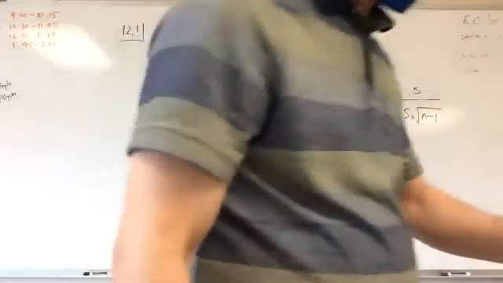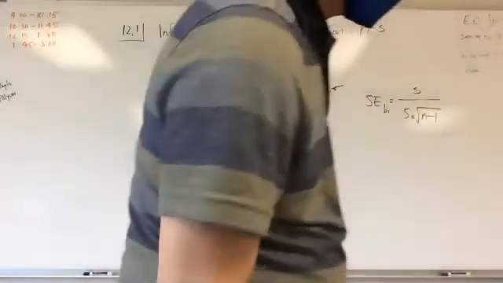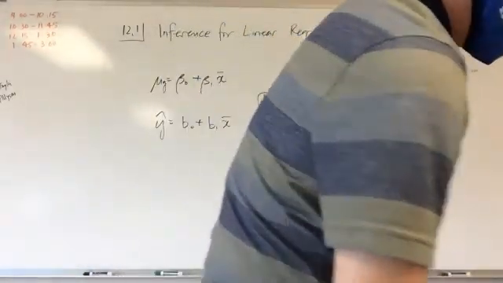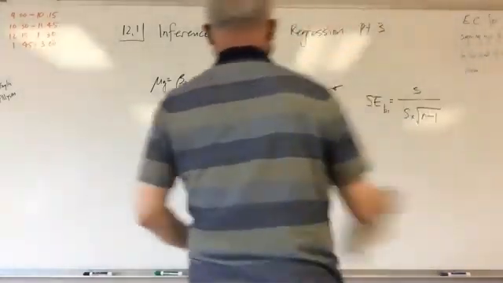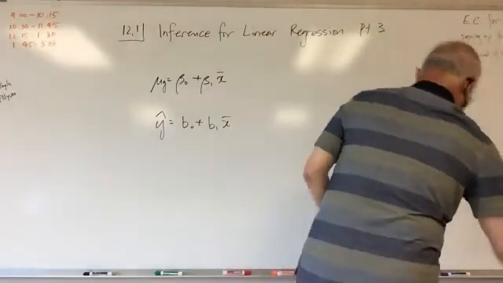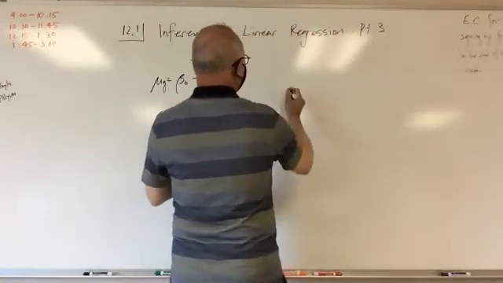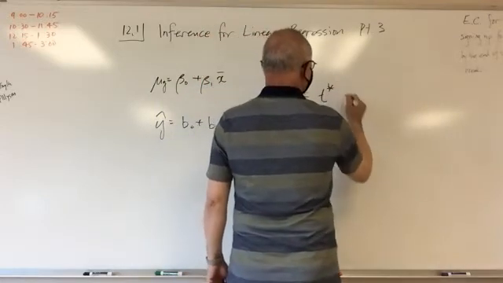Okay. All right, so constructing a confidence interval of the slope. We're actually going to construct a confidence interval, and the confidence interval is given as it's going to be the b1, right? b1 plus or minus t star.